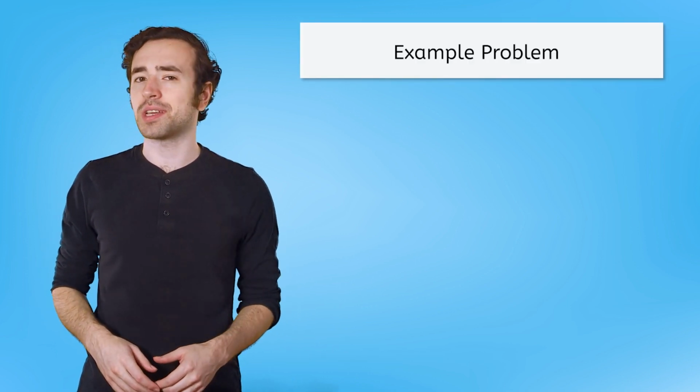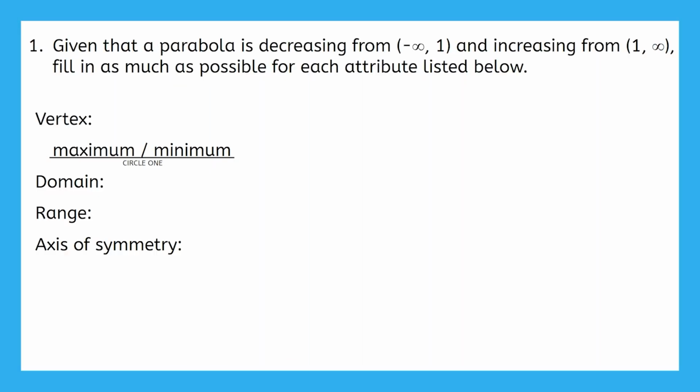All right, now that you've learned about all the attributes you'll be working with for quadratic functions, it's time to try an example problem where you'll put these concepts into action. This says, given that a parabola is decreasing from -infinity to 1 and increasing from 1 to infinity, fill in as much as possible for each attribute listed below. What do you think we could do first on a problem like this?